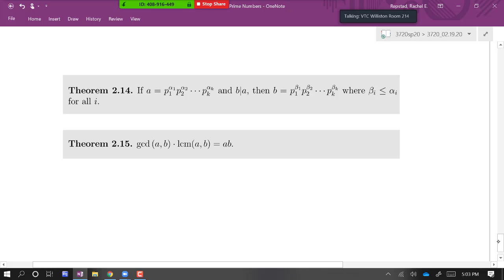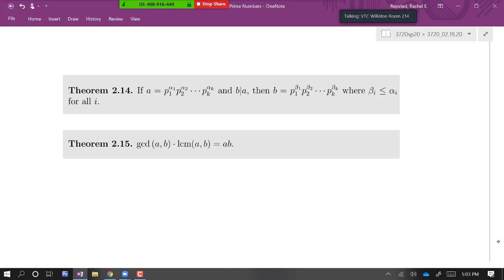Suppose that A has a prime factorization like this, P1 to the alpha 1, P2 to the alpha 2, like we have written its prime factorization. If I know that B divides A, that means that B is some product of the same primes, just possibly to different powers. In fact, all of the powers on the primes for B have to be less than or equal to the powers on the primes here. You can't have an extra factor of 2 that wasn't present in A if B divides A.